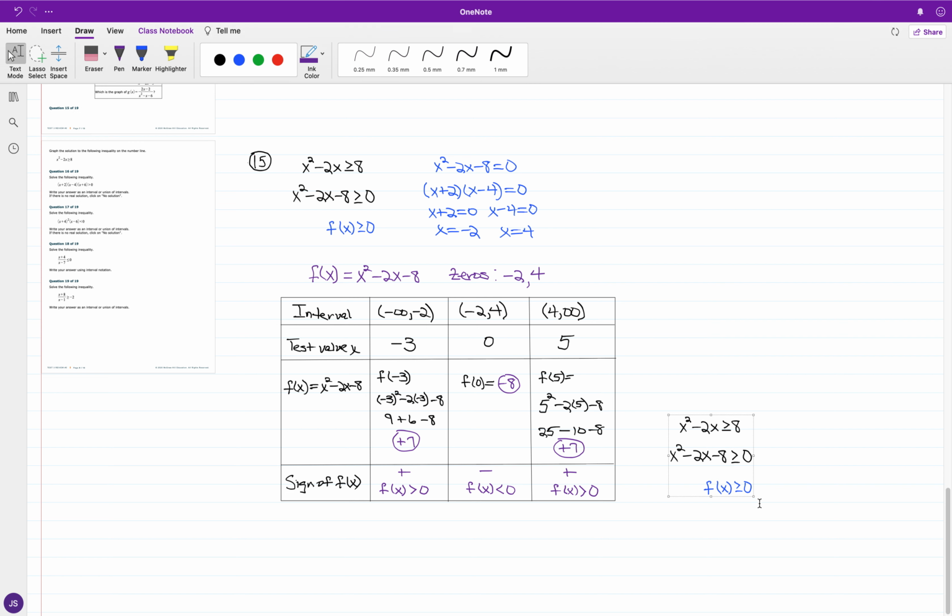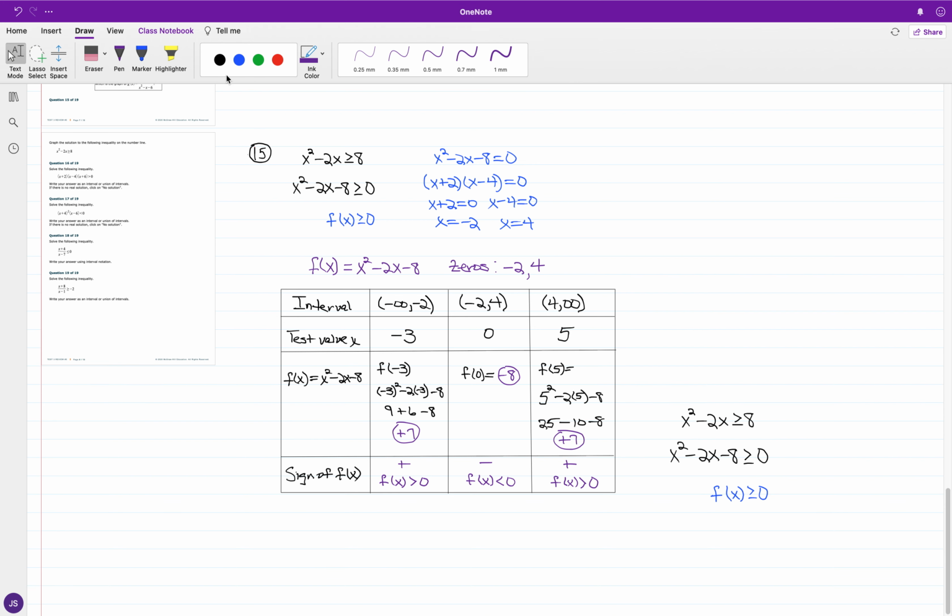So in the case of the solution, we started out with x squared minus 2x is greater than or equal to 8. Again, we have f of x is greater than or equal to 0. So this will be in the same direction as f of x is greater than 0.